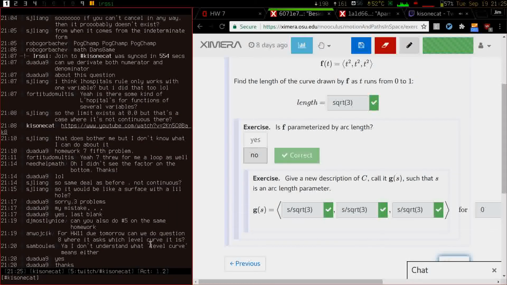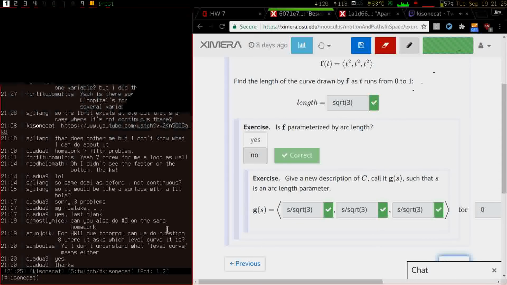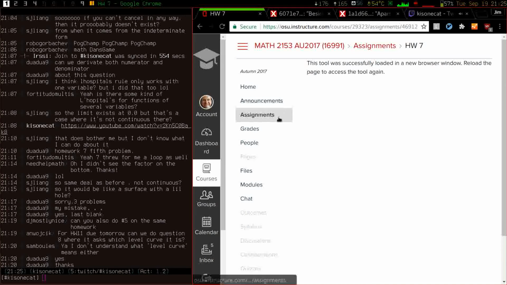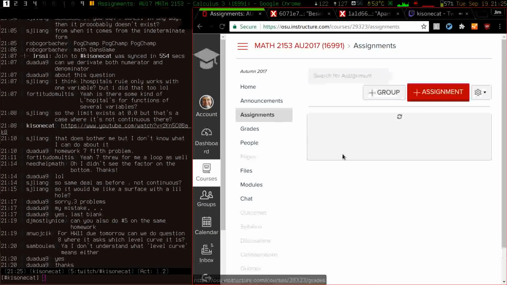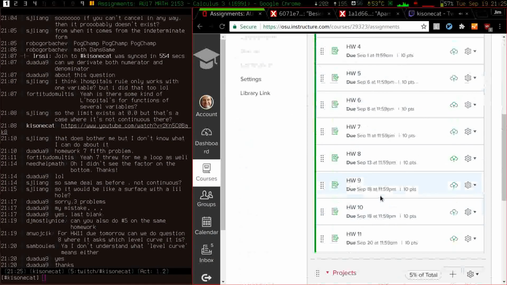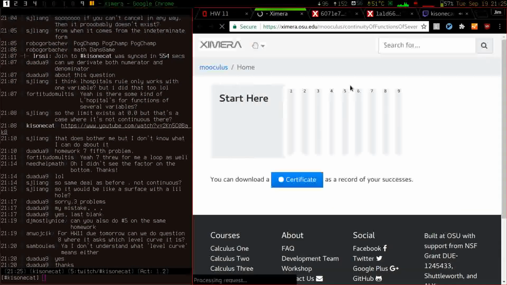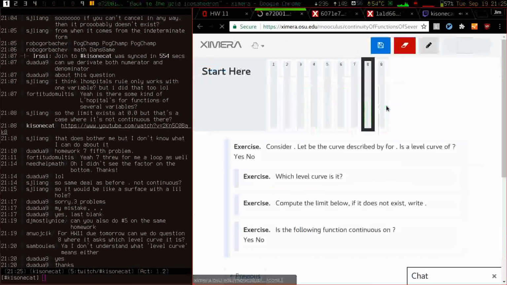Let's see. Oh, more. Homework 11 due tomorrow. Question 8, which asks what level. Oh, those are fun. Let's look at that. Assignments. Homework 11. It's going to load homework 11. Problem 8.